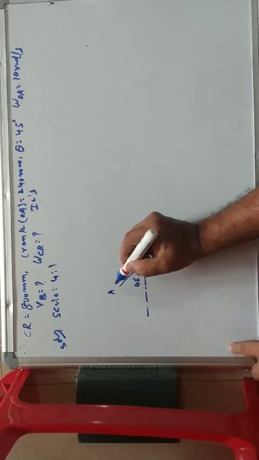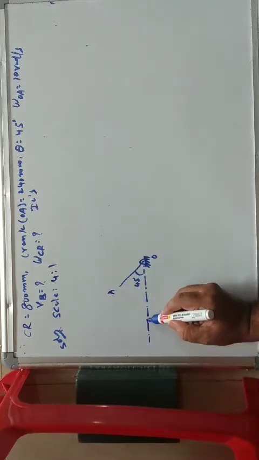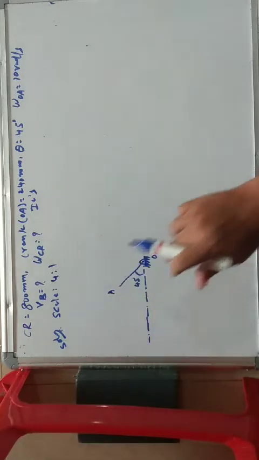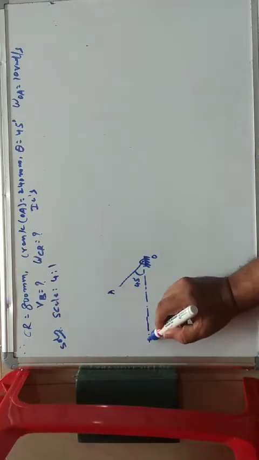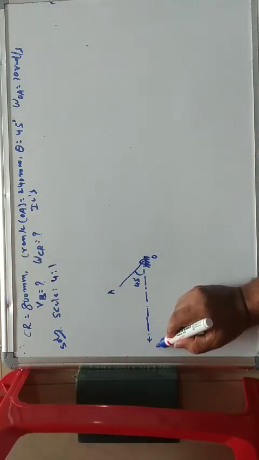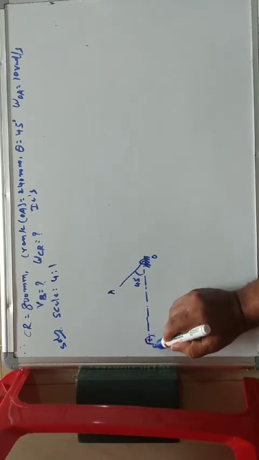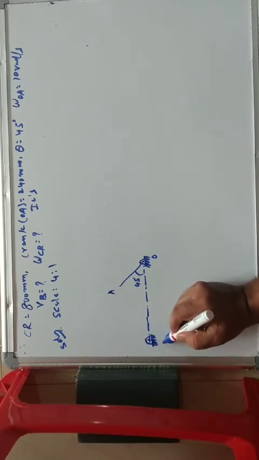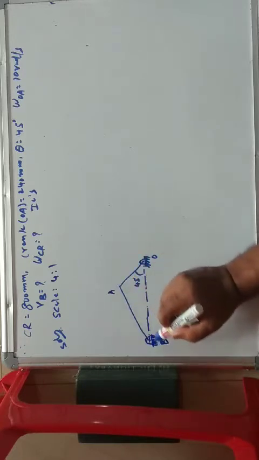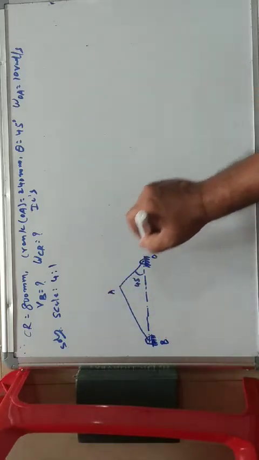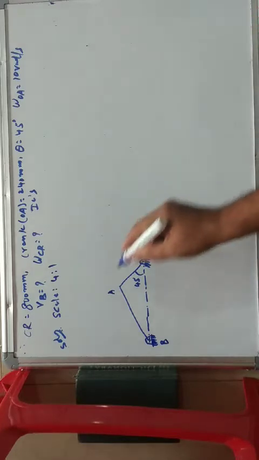So from here you draw a line. With reduced scale, that means around 20 centimeters, you can just draw here. You are going to get the point B. This is the point B. Join AB. This will be your connecting rod. These are the crank, and of course OAB.